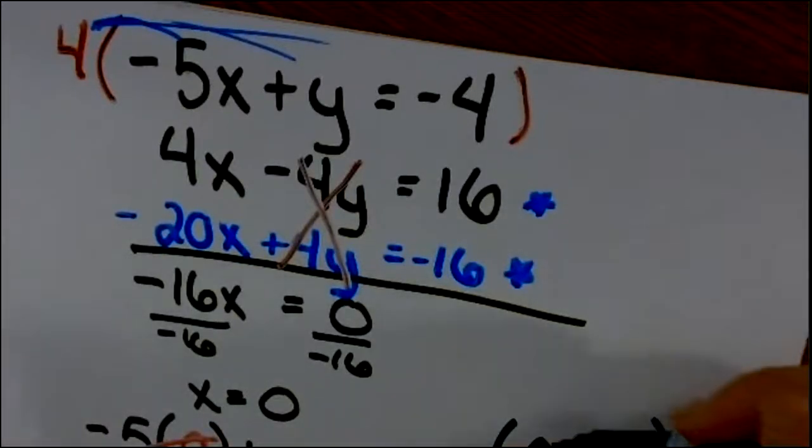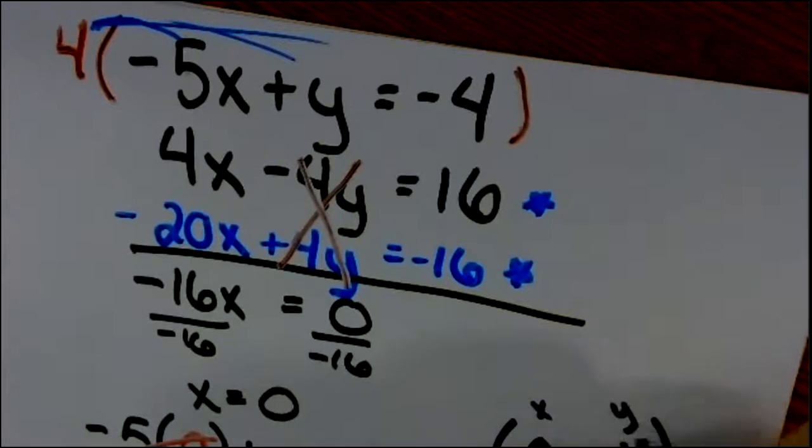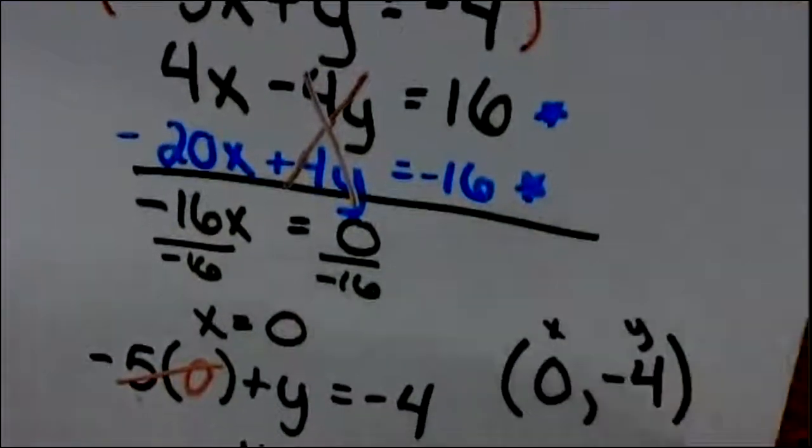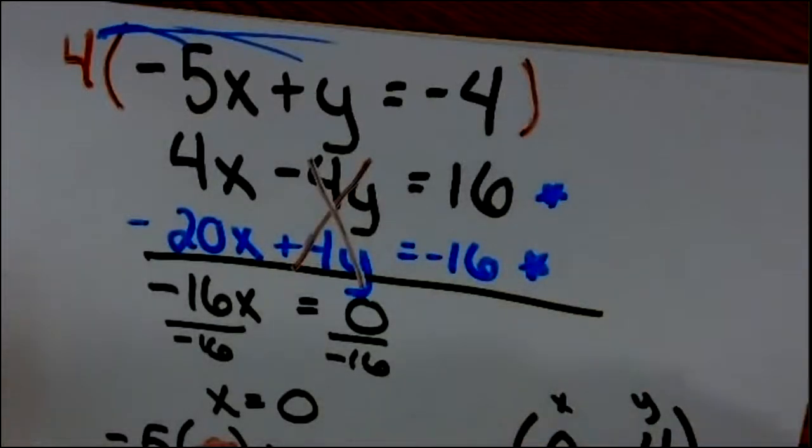Right, and if you want to check your work, you can go back to the originals and plug this 0 in for x and the negative 4 in for y. So if I put a 0 in for x, negative 4 in for y, it should make both of these equations true. And it does, right? But you can check it if you would like.